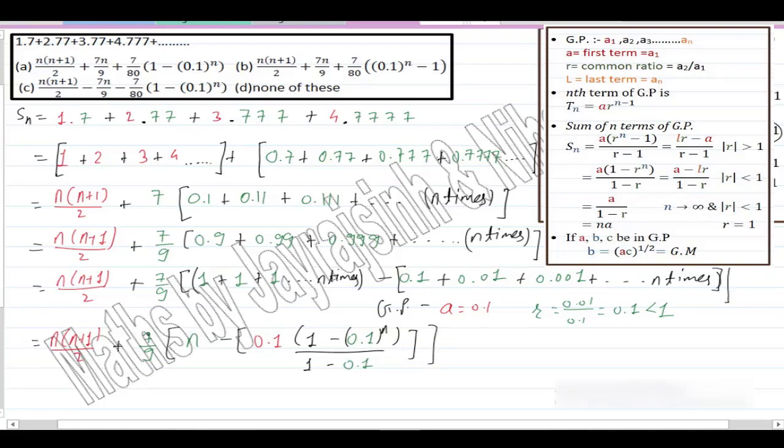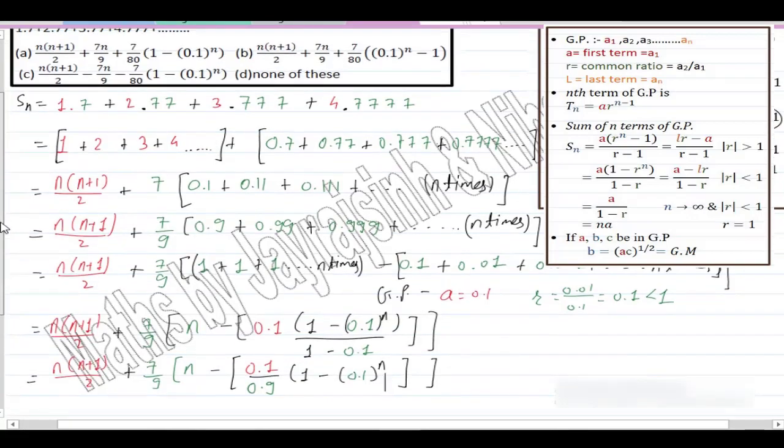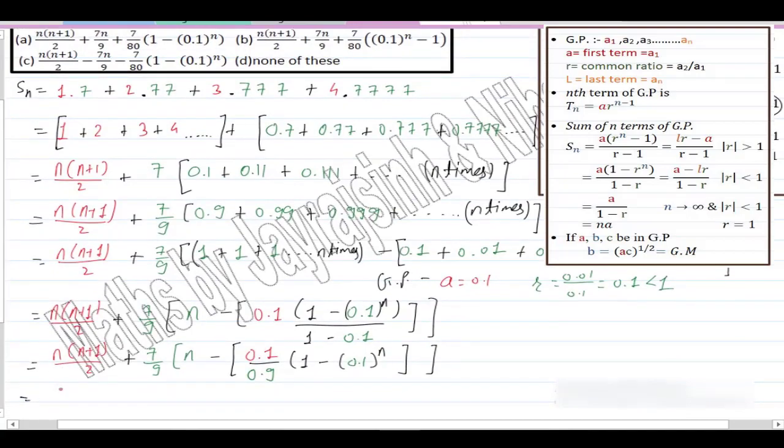So everything will be as it is except this bracket. So let's write it down as it is. Here we'll get 0.1 upon 1 minus 0.1, which will give us 0.9, and here we'll get 1 minus 0.1 whole raised to n, right? So this is your final answer, but to get the option we just have to simplify it. Okay, let's simplify. Our first term will be as it is. Multiply this 7 by 9 will give us 7n by 9, then minus 0.1 upon 0.9 will be 1 by 9, so it will be 7 by 81, and the last bracket is 1 minus 0.1 whole raised to n.